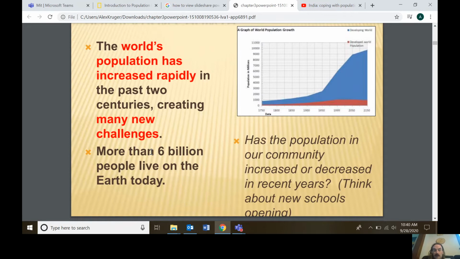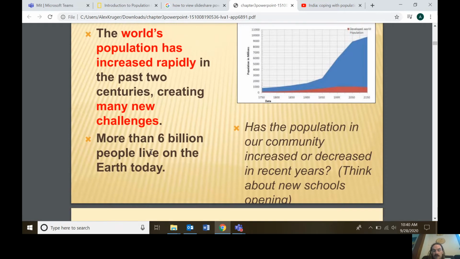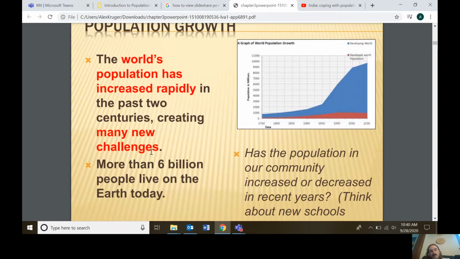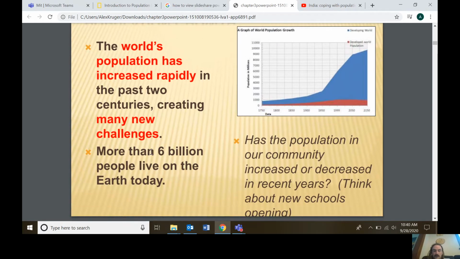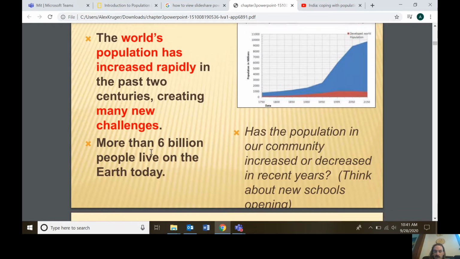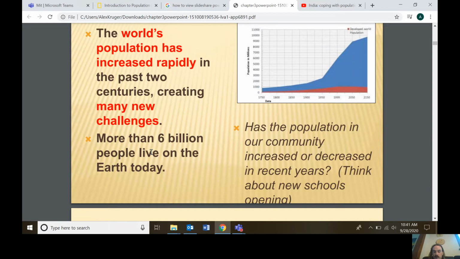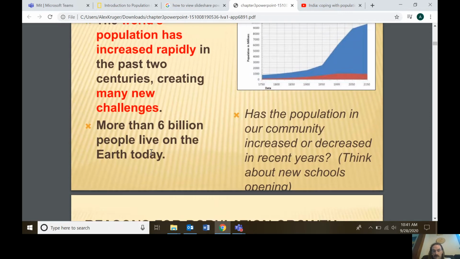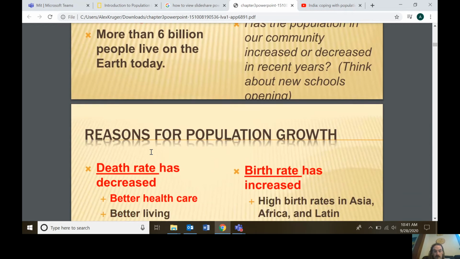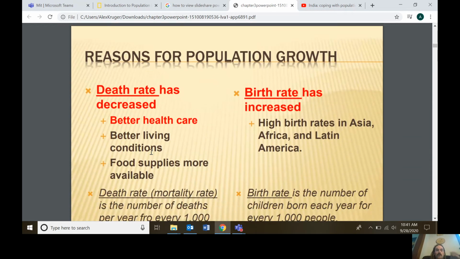Has the population in our community increased or decreased in recent years? Think about new schools opening, and also buildings going up everywhere around there. I would say our community is probably the Twin Cities, since some of you live in St. Paul, some live in Minneapolis, and I think a couple of you even live in some suburbs. So we'll just call it the Twin Cities area. And is our community growing or shrinking? I think that's relatively obvious. It's growing.